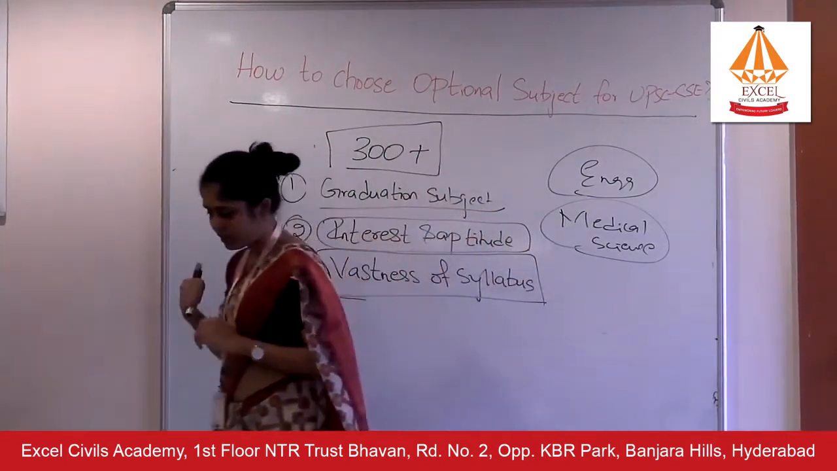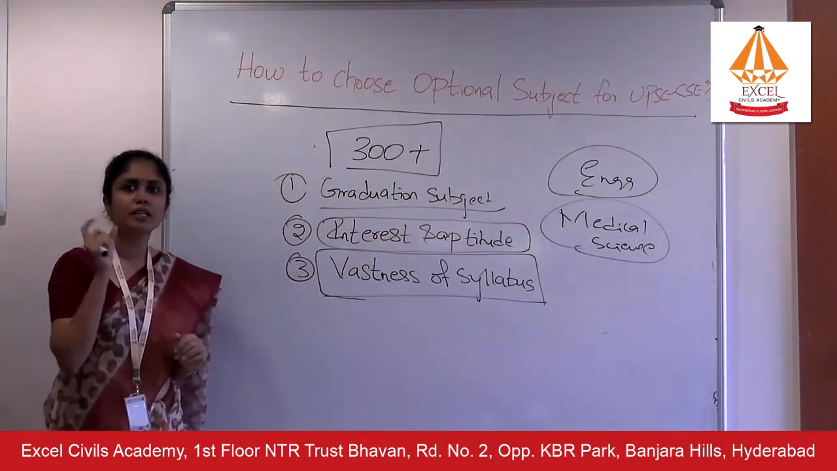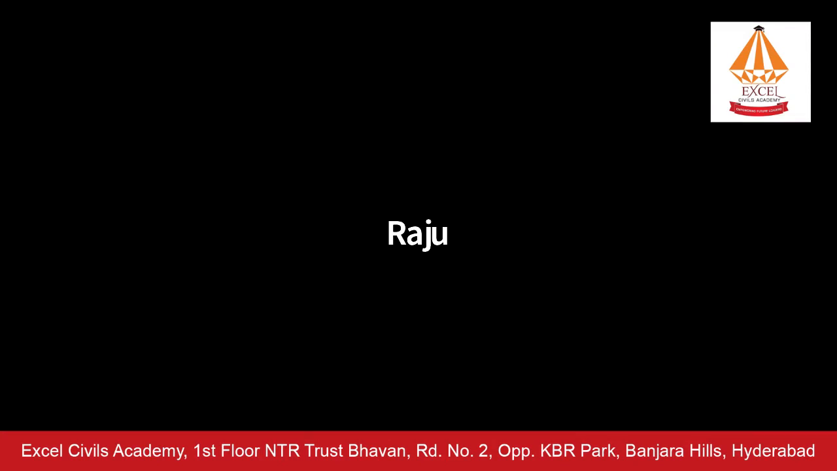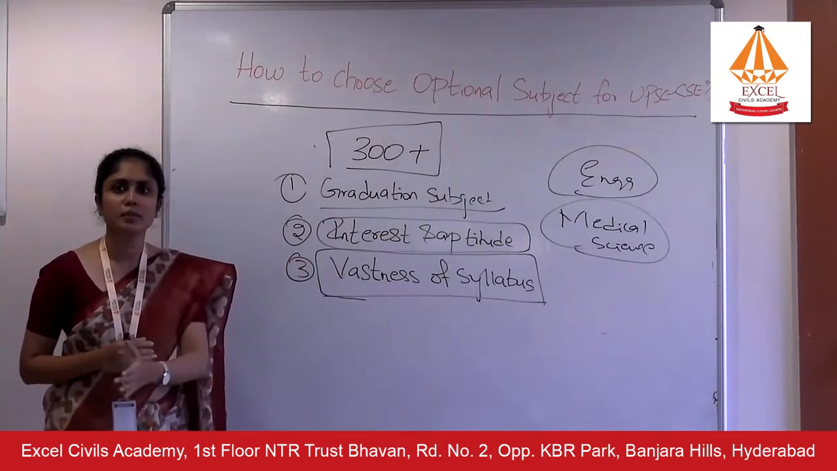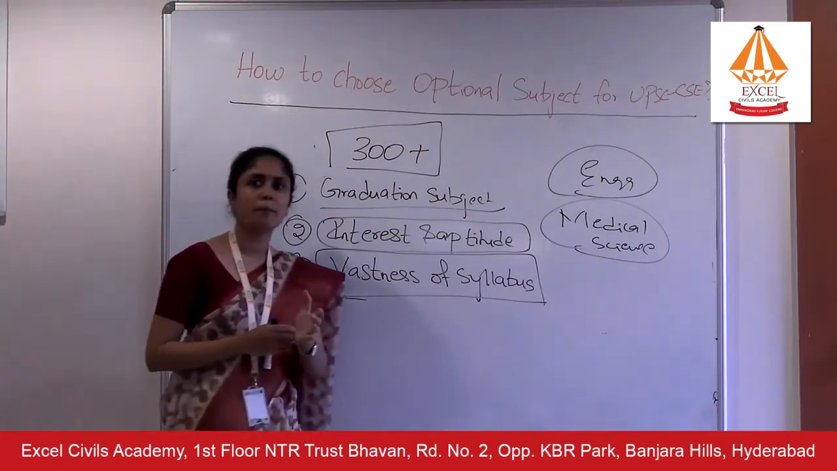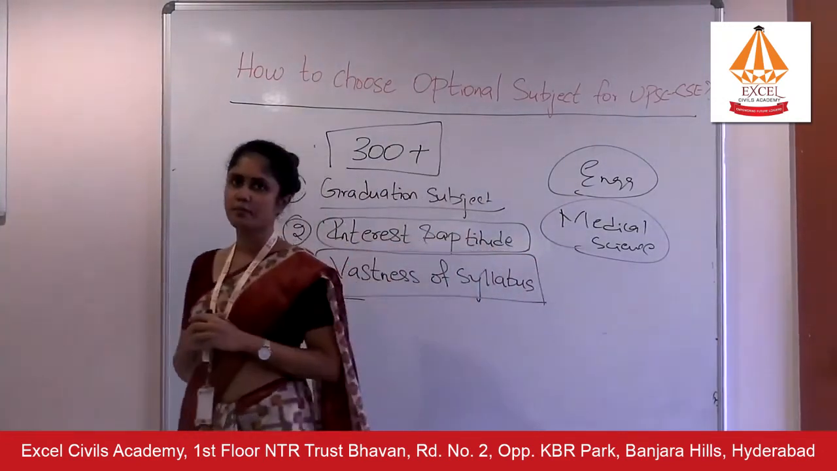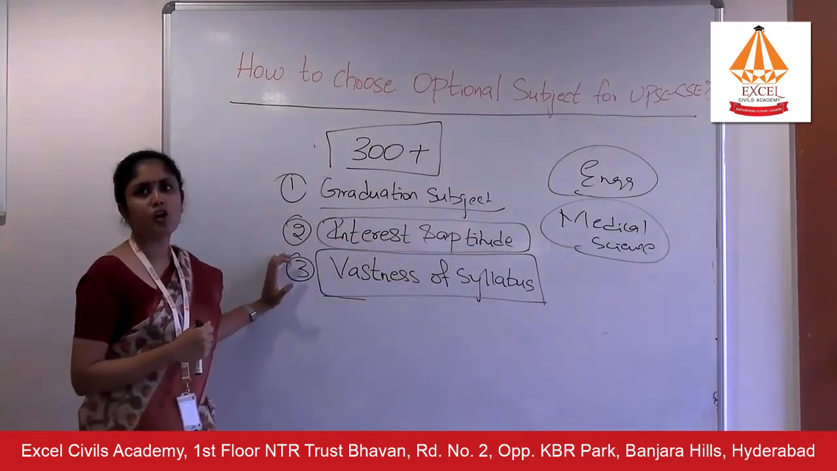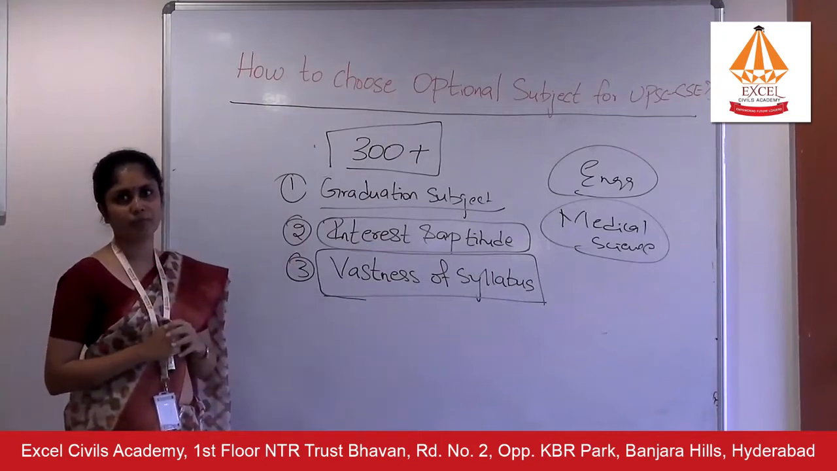So the vastness of syllabus is also a very important factor, because you have a very limited amount of time to prepare for the UPSC examination. You have 1 year within which you have to prepare for your general studies subjects as well as your optional subjects. You have to prepare for the prelims examination as well as the mains examination. And all this has to happen within a period of 1 year if you want to clear the examination in your very first attempt, right? So this vastness of syllabus is again a very important factor to consider, because you have a very limited amount of time to prepare for your UPSC examination, right?